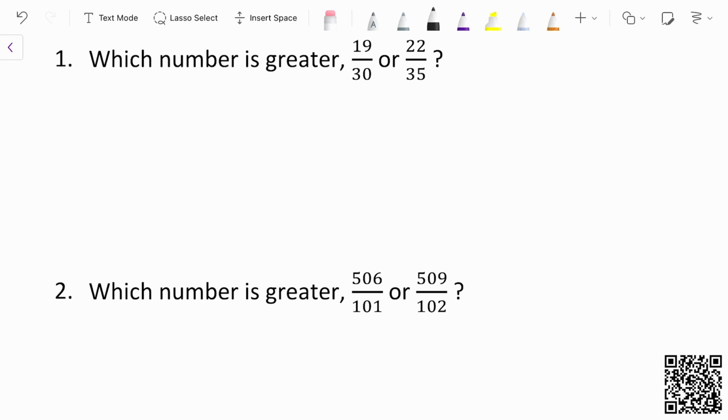Anyway, which number is greater? 19 over 30 or 20 over 35? At first glance, you might think, let's cross multiply. But is there any way that you can do this faster and not multiply by 30s? There are a lot of ways that you can compare fractions, but there are only a couple that work best in this situation, if I could say so myself.